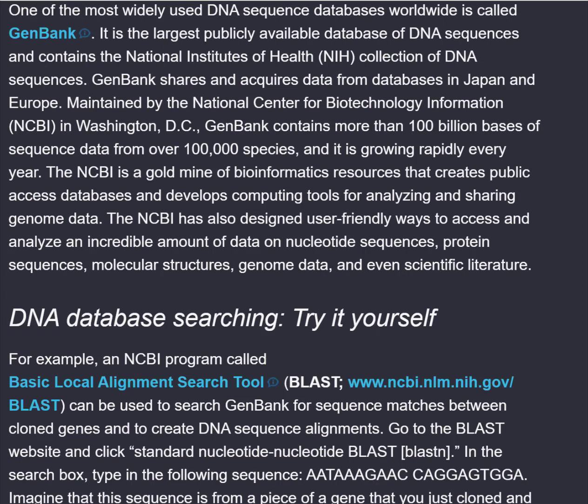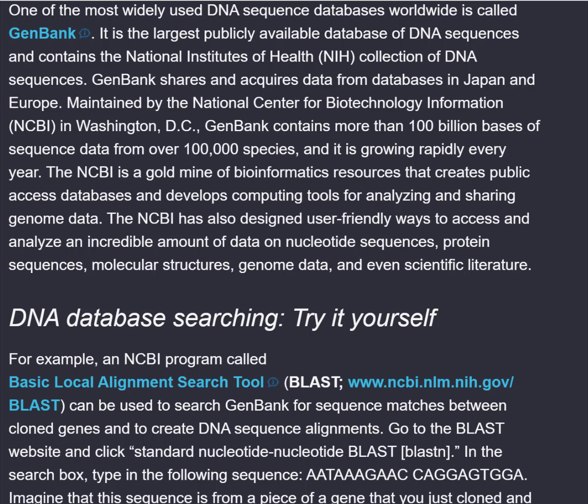One of the most widely used DNA sequence databases worldwide is called GenBank. It is the largest publicly available database of DNA sequences and contains the National Institutes of Health (NIH) collection of DNA sequences. GenBank shares and acquires data from databases in Japan and Europe. Maintained by the National Center for Biotechnology Information (NCBI) in Washington, D.C., GenBank contains more than 100 billion bases of sequence data from over 100,000 species, and it is growing rapidly every year.